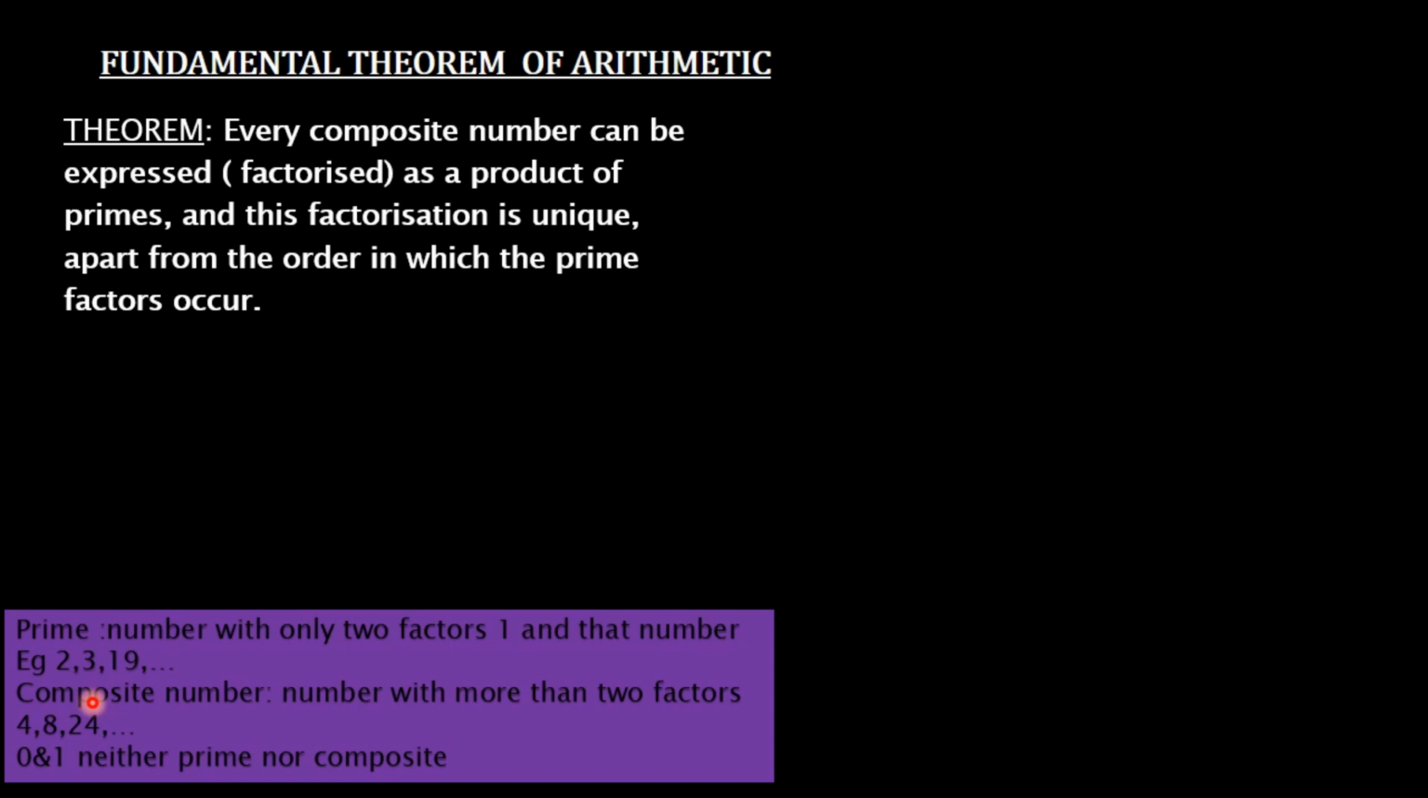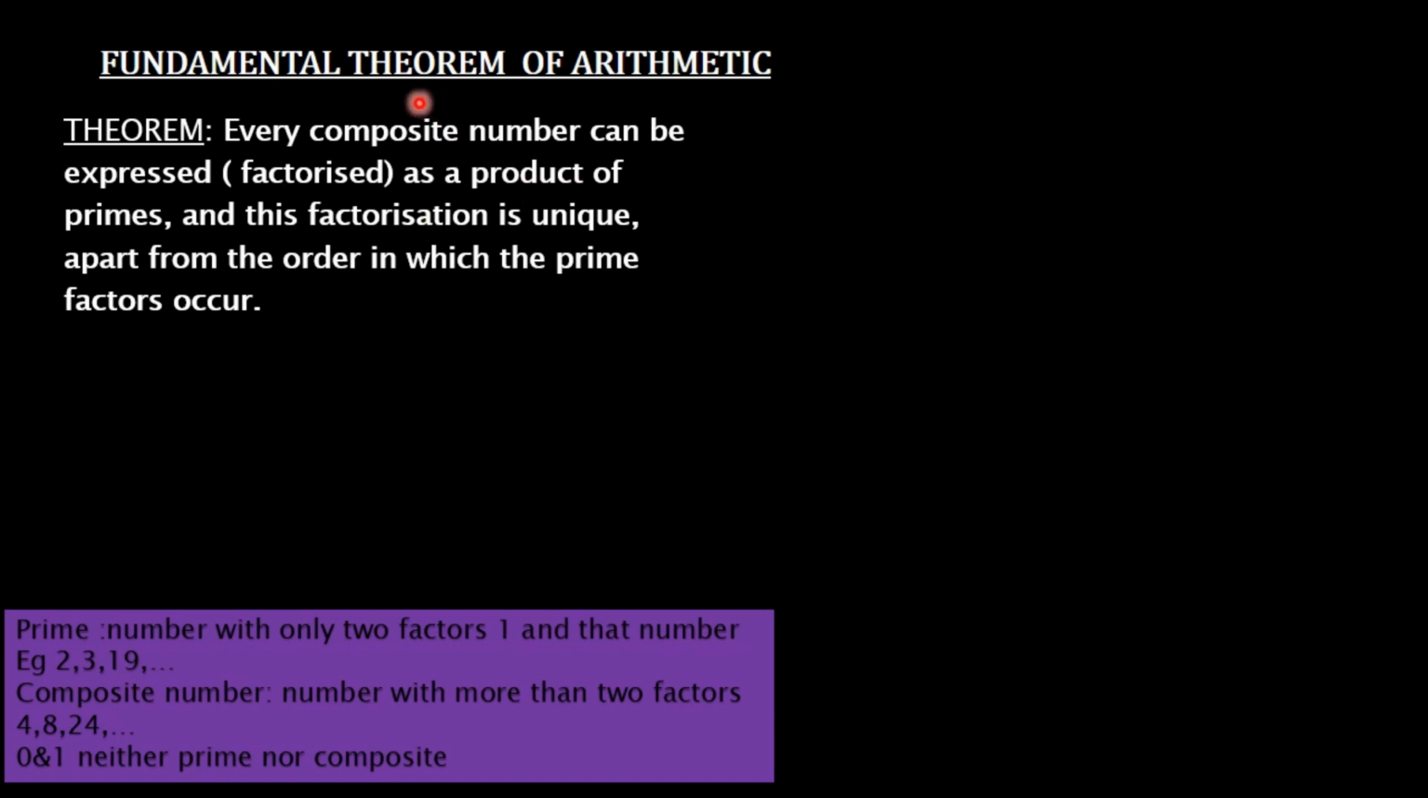If we have more than two factors, the number is categorized as a composite number, and with only two factors, it is categorized as a prime number. There are two exceptions in this case, 0 and 1. They are neither prime nor composite among the non-negative integers. Then, what is the theorem?